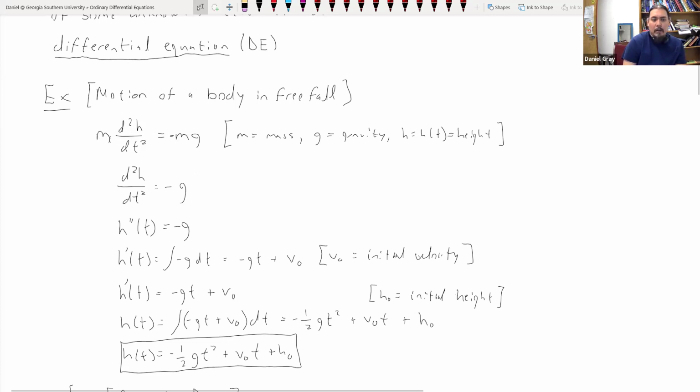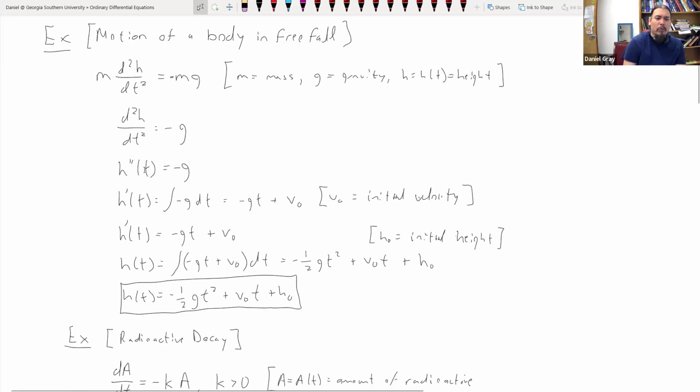Anyway, none of that really matters. Now we can divide by m. Now we have the second derivative of h with respect to t is equal to negative g. I'm going to switch notation back to h double prime, which is also a notation for the second derivative, just because we're more used to it. So h double prime is equal to negative g.